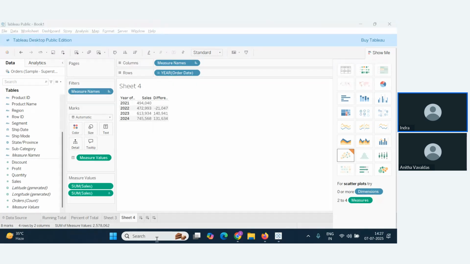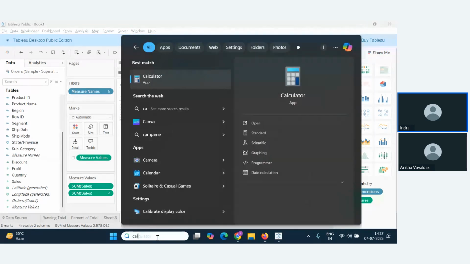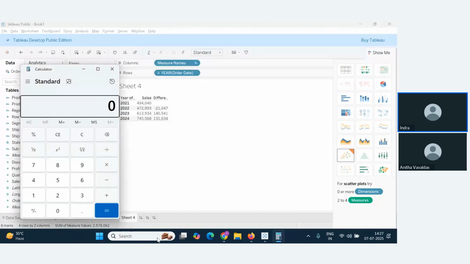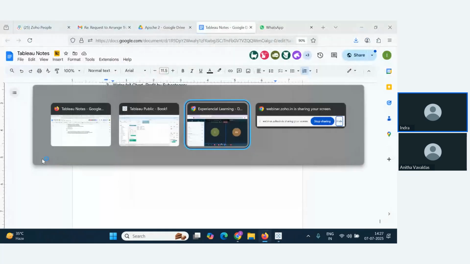Let me see with calculation also. 613,934 minus 472,494, 21,047, correct? 613,934 minus 472,994, 1,40,940. Okay, this is the difference between the two consecutive data points.